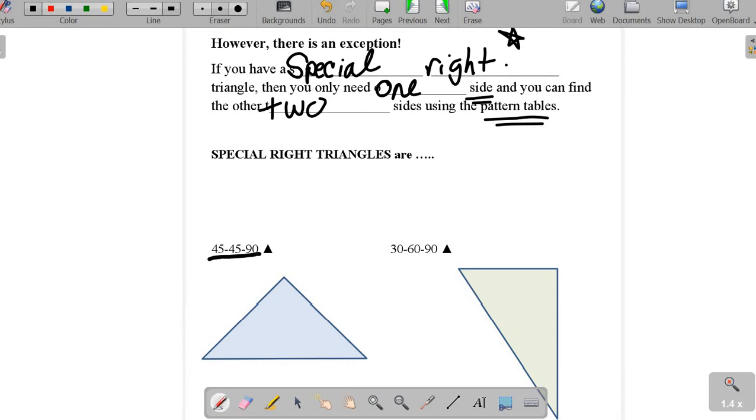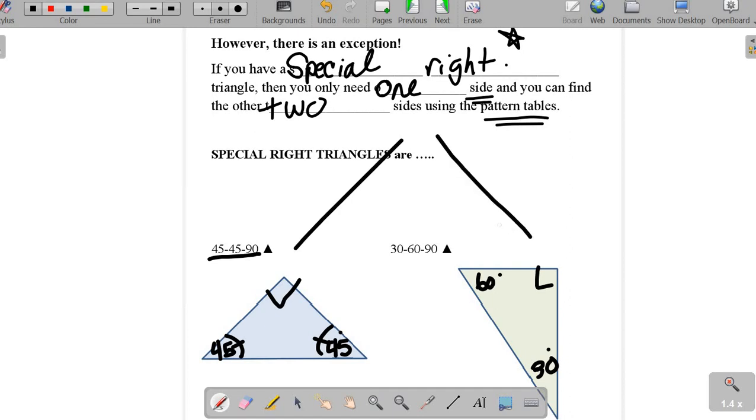What's called a 45-45-90 triangle. In other words, it's an isosceles right triangle, 45-45-90. And then a 30-60-90. We're going to be learning patterns connected to these two special triangles. Today's lesson is going to focus on the 45-45-90. The next lesson, 30-60-90.